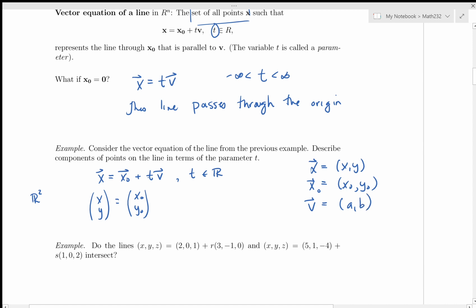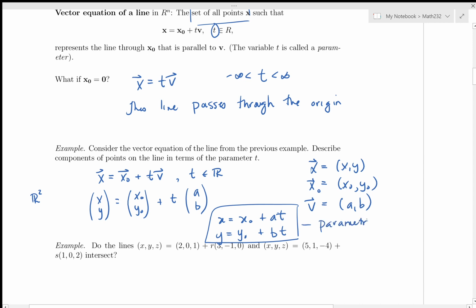So I can write x, y equals x naught, y naught plus t times a, b. And then I can write out the first and second line of that equation separately, and that will look like this. X is equal to x naught plus at, and y is equal to y naught plus bt. So I could specify the line in this manner, and this is the parametric equation of the line.